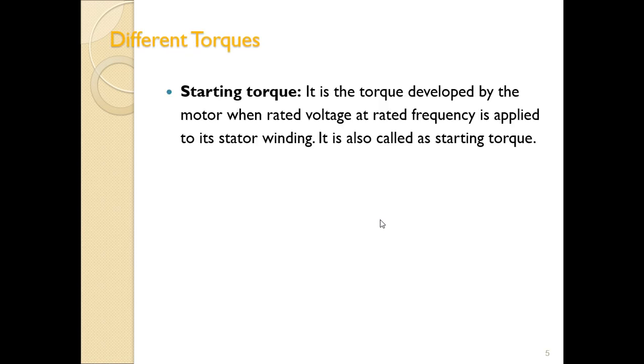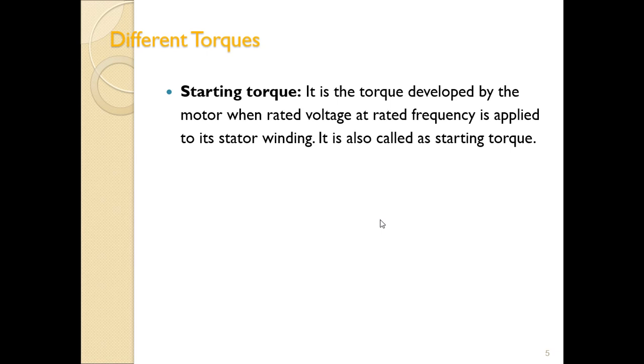So, different torques. What torque do we have available at the motor? Here in a synchronous motor, as I told earlier also, we have four types of torques. Suppose the motor is connected to the supply. At that time the torque available is called starting torque.